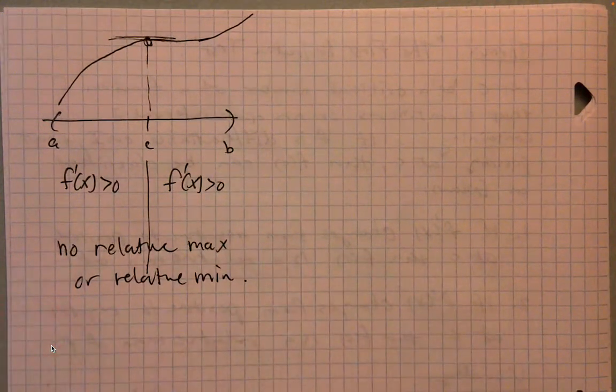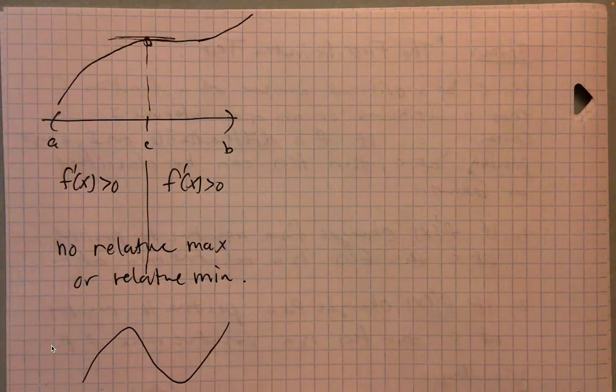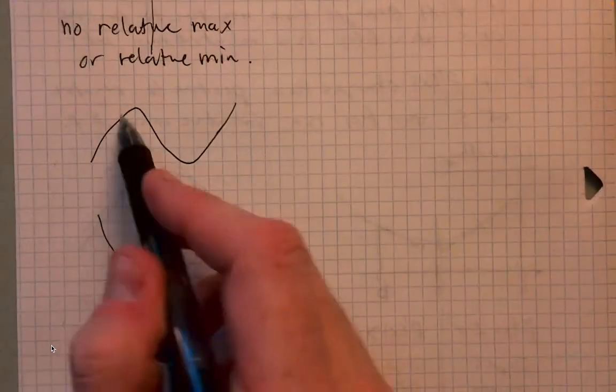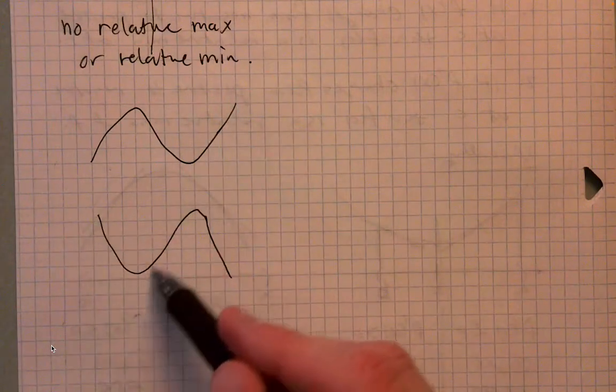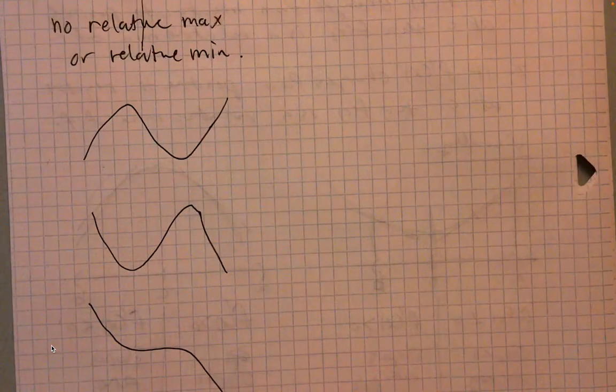So this is what we talked about last time. In the previous example, I sketched out three scenarios. It could come up, go down, go back up. It could come down, go up, go back down. I also said it would be possible for it to go like this or like this.